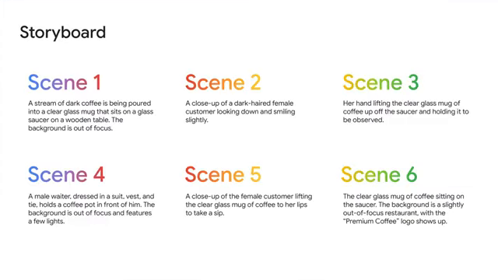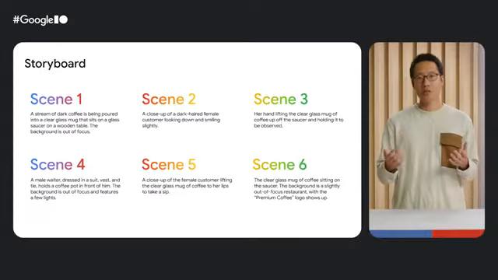The typical workflow would start with writing a storyboard for your video. You can use Gemini to have you brainstorming or writing the whole storyboard based on your idea. Here's my storyboard for a short ad video for an imaginary coffee brand, which consists of 6 different scenes.